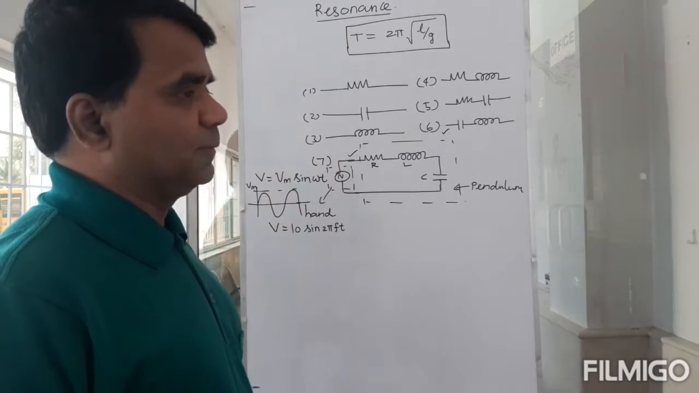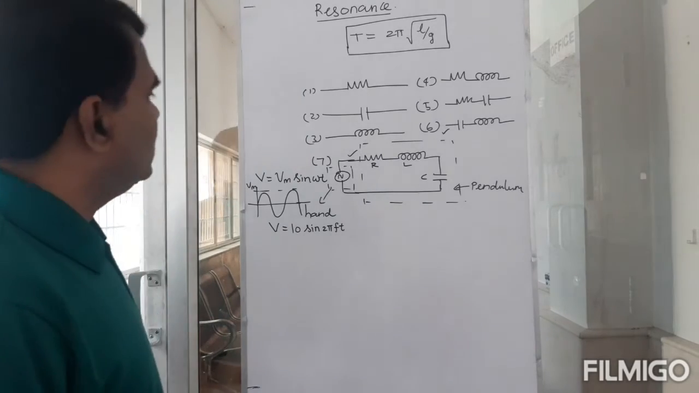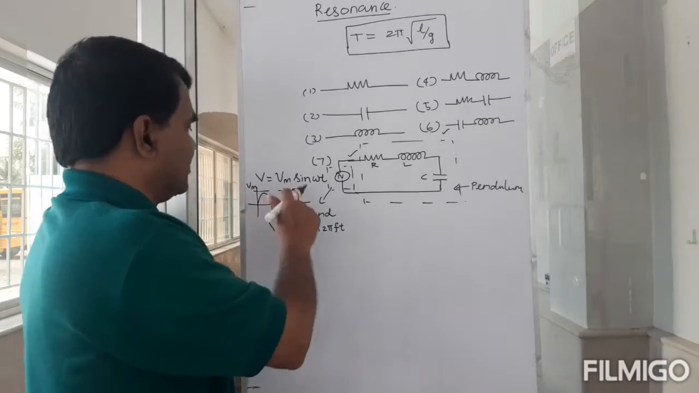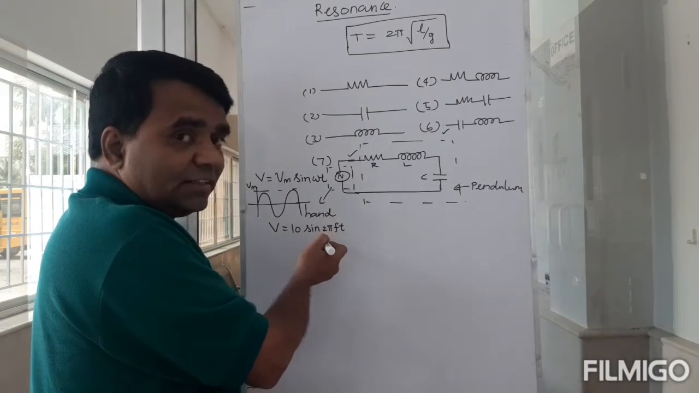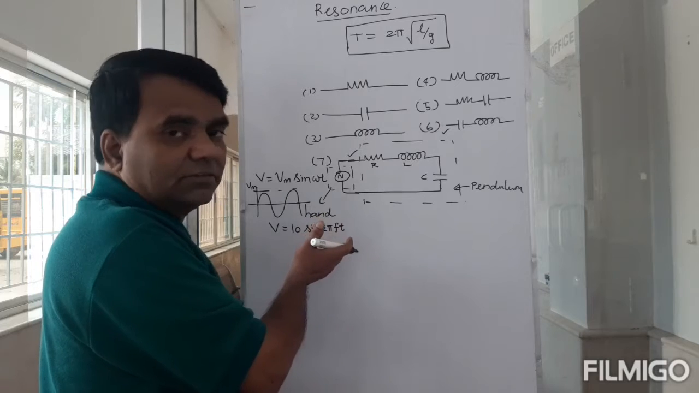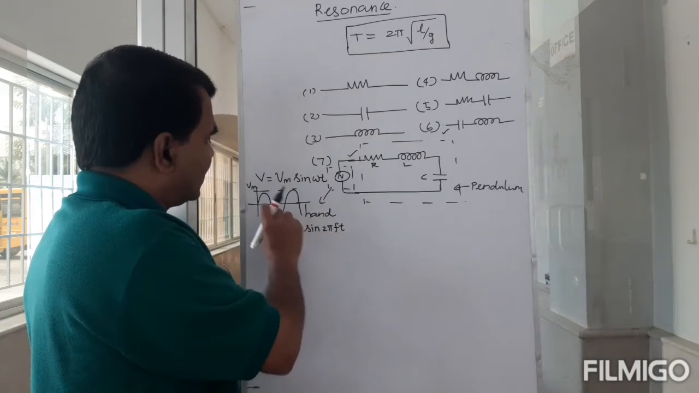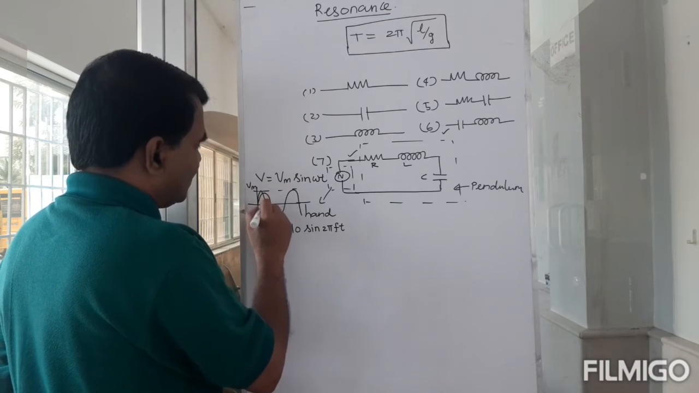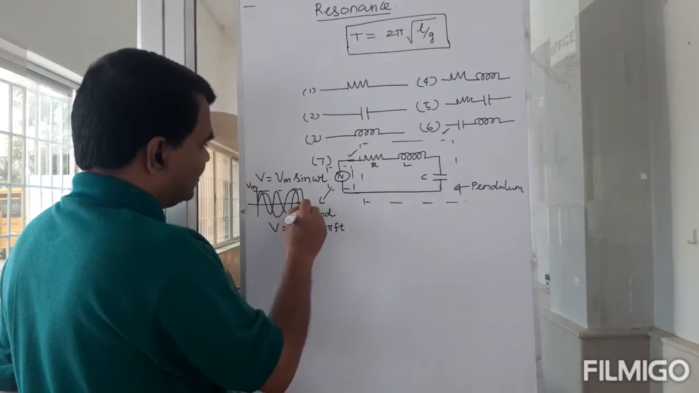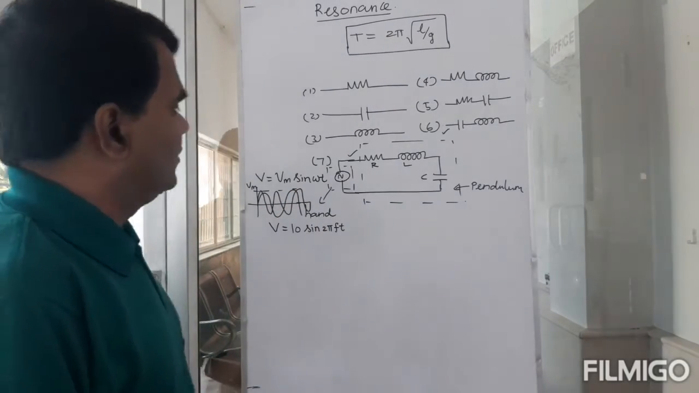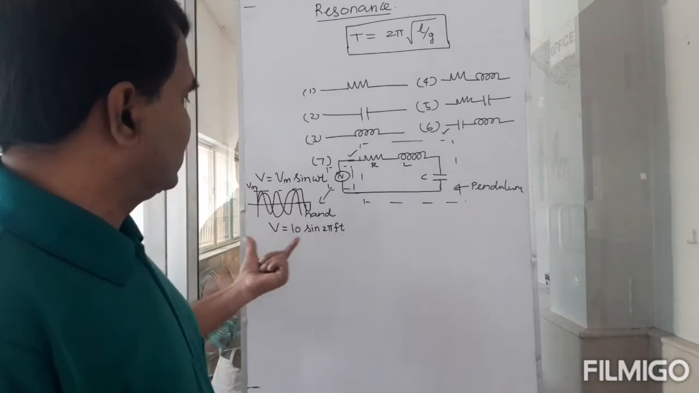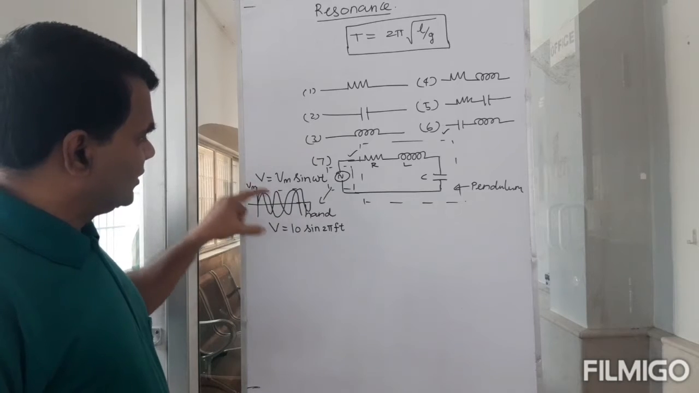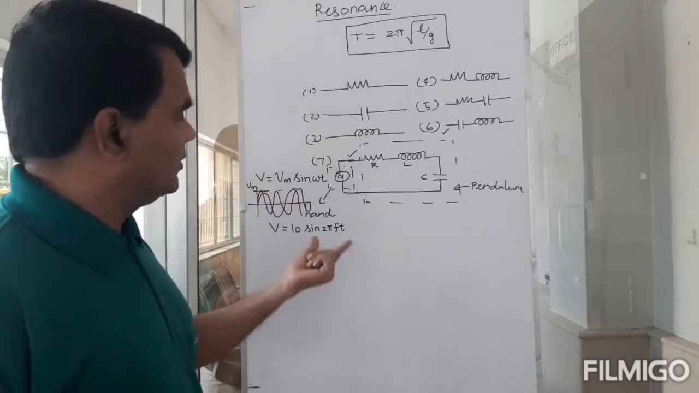Let's suppose I apply it here. I can change the frequency. It can be 50 Hz, 100 Hz, 200 Hz, 1000 Hz, whatever. I can change the frequency, but the maximum will not change. If we change the frequency, I will still have the same maximum. Same maximum, 10, but the frequency will be changing.